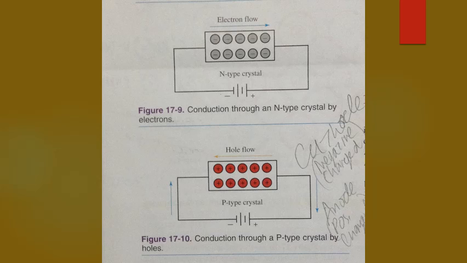Figure 17-9, top of the screen, shows conduction through an N-type crystal. 17-10, bottom, shows conduction through a P-type crystal. Notice that the hole moves in the opposite direction of the electron flow.